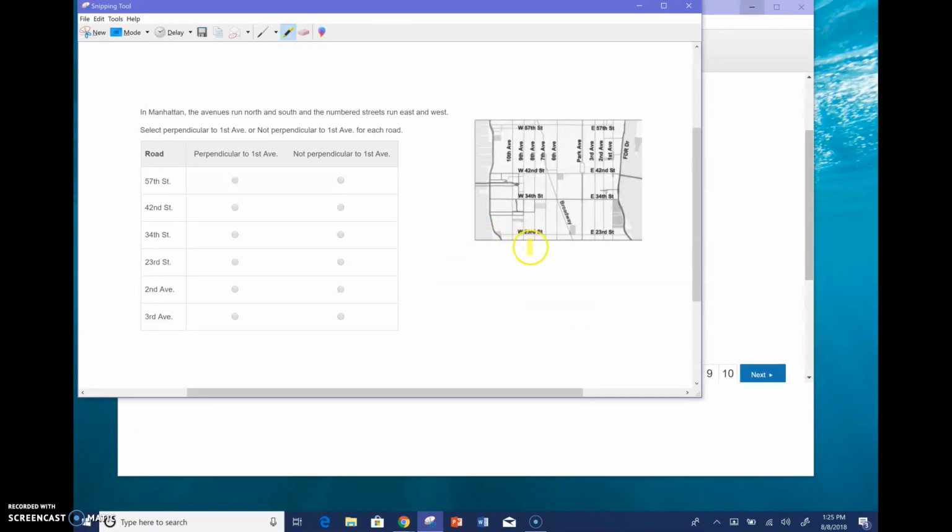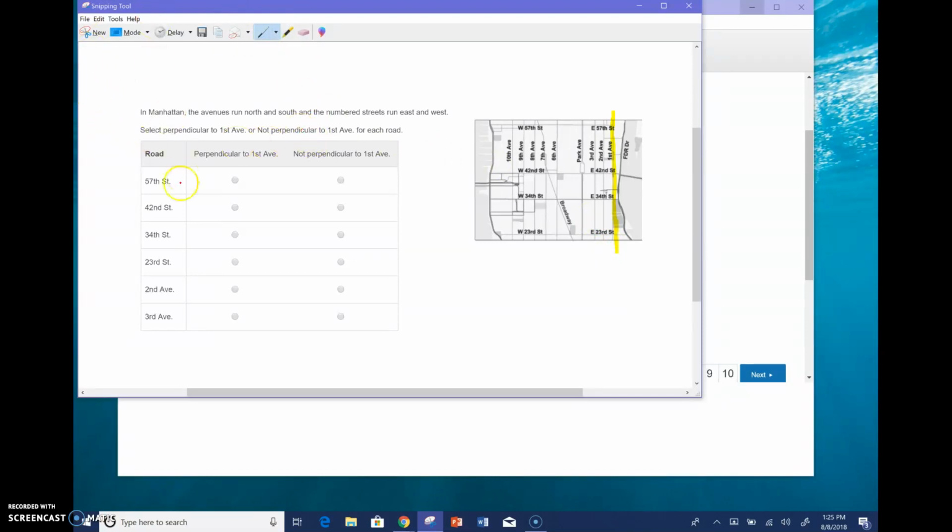Okay. It says that in Manhattan, the avenues run north and south, and the numbered streets run east to west. Select perpendicular to First Avenue or not perpendicular to First Avenue. So we need to find First Avenue. So we're going to select our highlighter here and find First Avenue, which is this street here. We're going to highlight that so we can see it. All right. And then we can use our red pen.